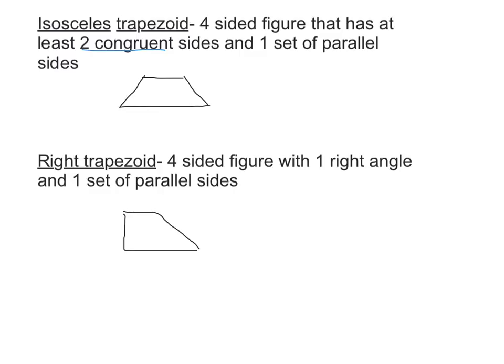If you said that those were the congruent sides, you are right. Those are the same size. And then next I want you to look for the 1 set of parallel sides. If you said these were parallel, you were correct.